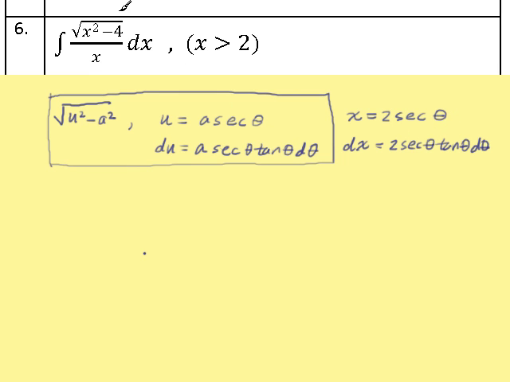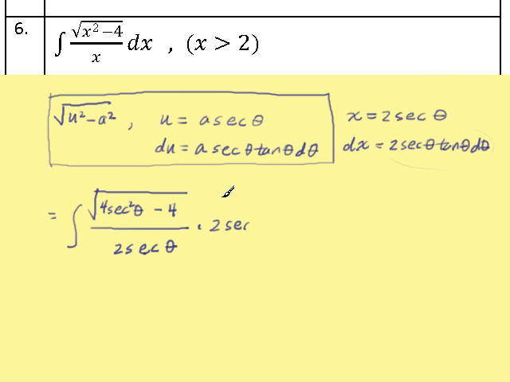Okay, so let's start. Let's do our substitution. And we have here underneath the square root x squared. This squared would be 4 secant squared theta minus 4. x in the denominator, that's this, 2 secant theta. And for dx, we're substituting this, 2 secant theta tangent theta d theta. Let's immediately simplify by crossing off the 2's and the secant thetas.